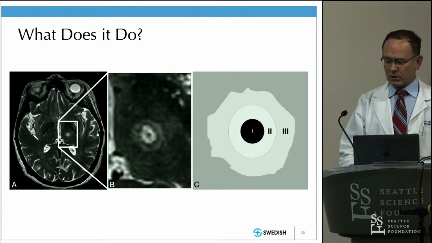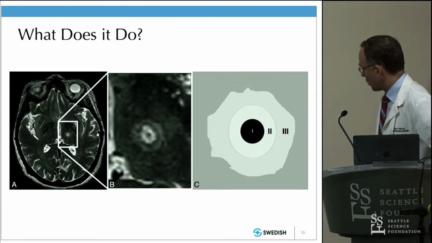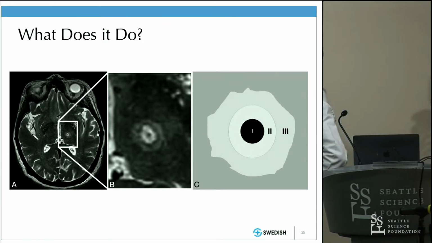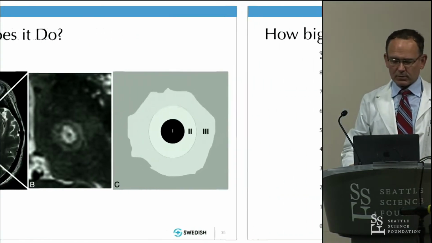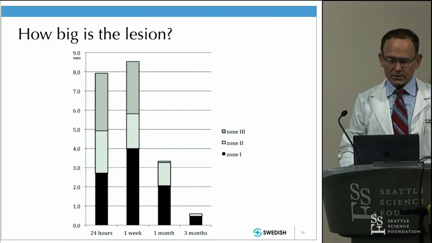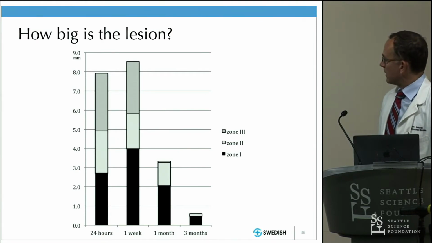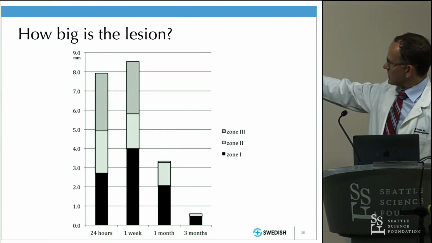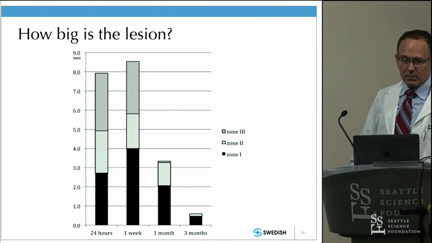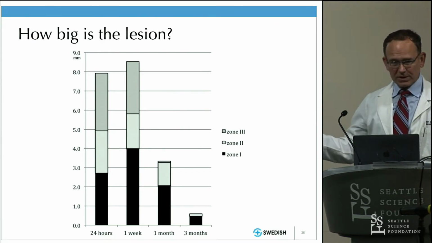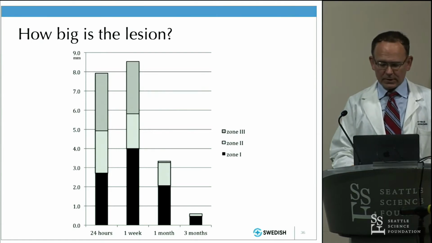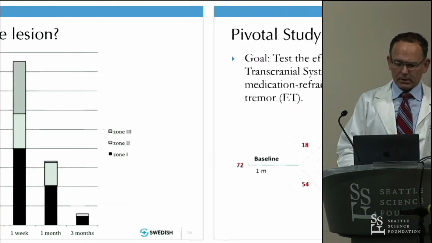There's kind of 3 zones. There's the necrotic core, there's the penumbra, and then there's the swelling that is reversible afterwards. And you can see the lesion size itself changes over time. By 3 months, the lesion size is very small, less than a millimeter. And most people believe that zone of necrosis basically fills in from the tissue expanding around it.